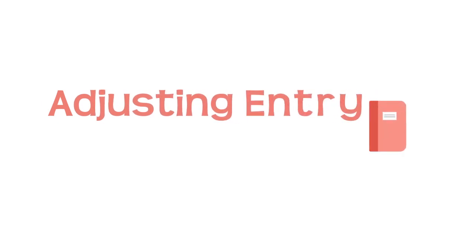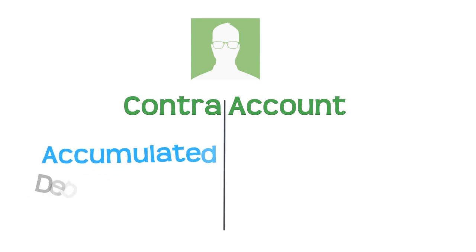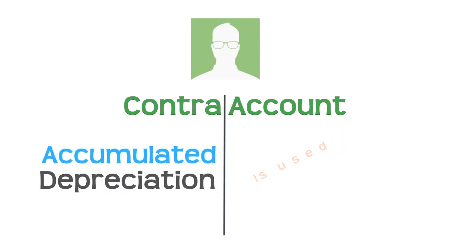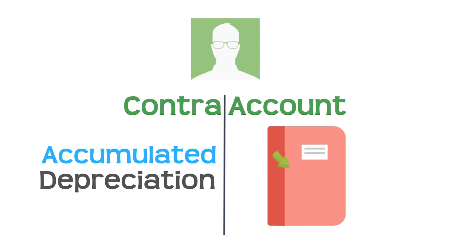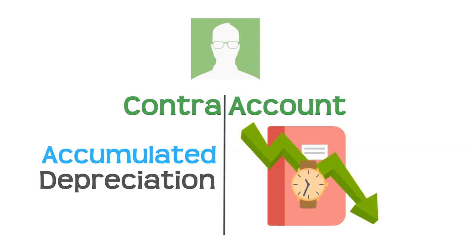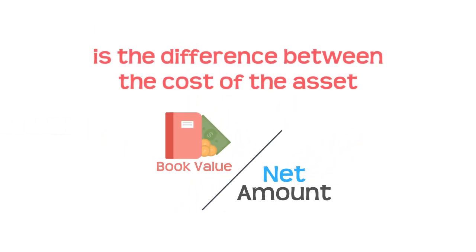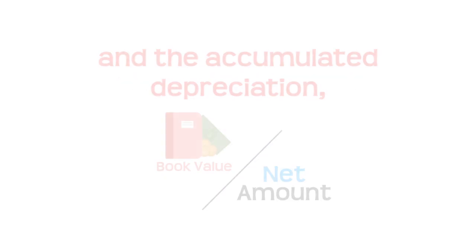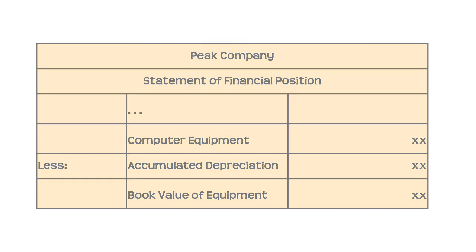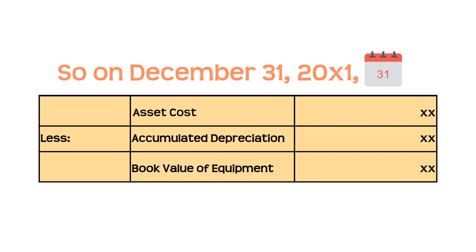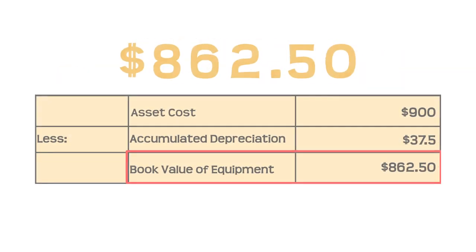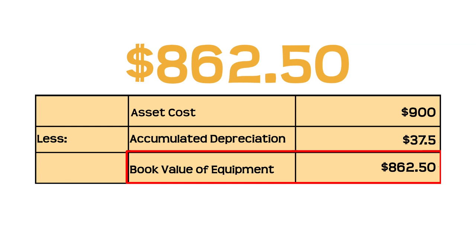Going back to the adjusting entry of Peak Company, the contra account accumulated depreciation is used because it causes the asset's book value to decline over time. The book value, or the net amount, is the difference between the cost of the asset and the accumulated depreciation, as illustrated earlier. So on December 31, 20X1, the book value of the computer equipment would amount to $862.50.